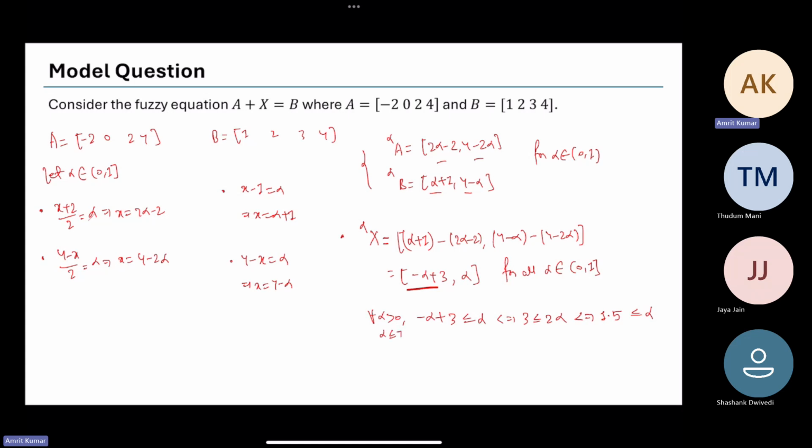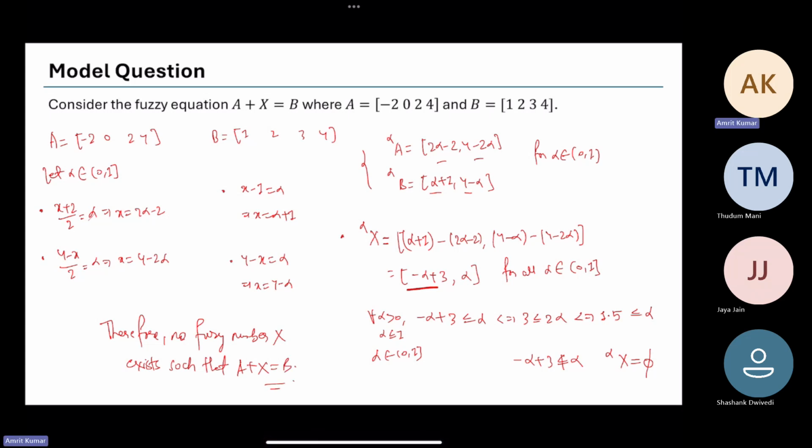But alpha is in this interval, so it can never be greater than or equal to 1.5. And therefore, alpha minus 3 is never less than or equal to minus alpha plus 3. And therefore, this alpha cut of X is always empty. Therefore, no fuzzy number X exists such that A plus X equals B.